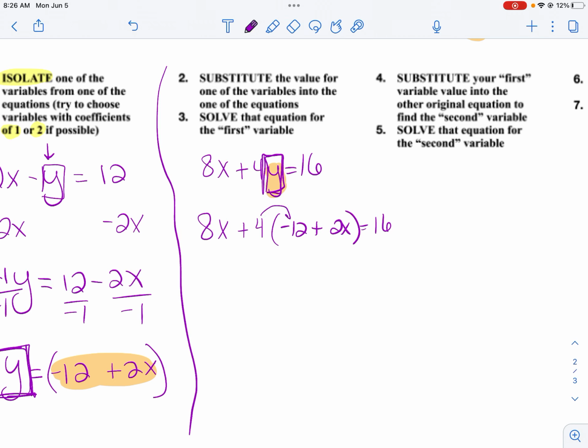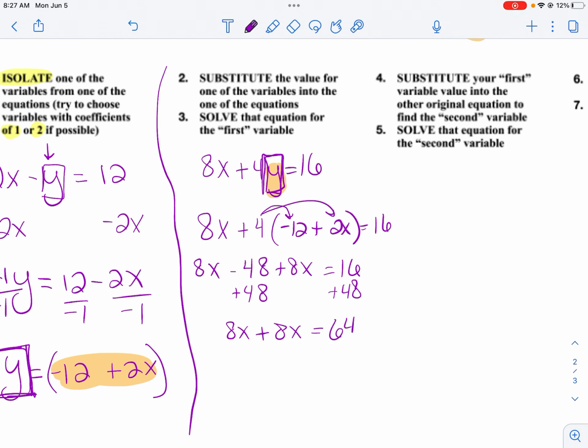So this becomes distributing, so 8x minus 48 plus 8x equals 16. I'm going to add 48 to both sides. You can do it in a different order, remember, but that's what I chose to do first. So that's 64. 8x plus 8x is 16x equals 64. Divide by 16. Whoa. One too many lines there. And so x equals 4. Okay, so that is the value of the first variable. We just substituted and then we solved, all right?